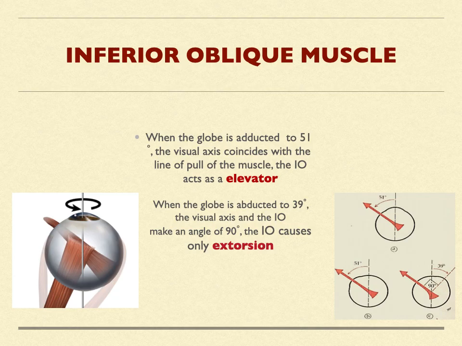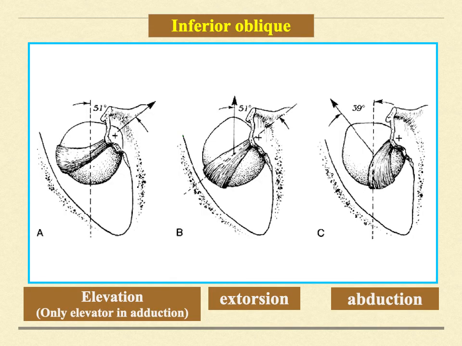When the globe is abducted, when the eye looks laterally, the visual axis makes a 90 degree angle with the inferior oblique axis, so it will be extorting the globe. This is again, all the muscles are removed, and this is the inferior oblique in the primary position in the middle. So look at the only elevator in adduction, when the eye looks nasally and I contract the inferior oblique, the eye will be pulled up. However, in abduction, when the eye looks laterally, it will be extorting the globe.